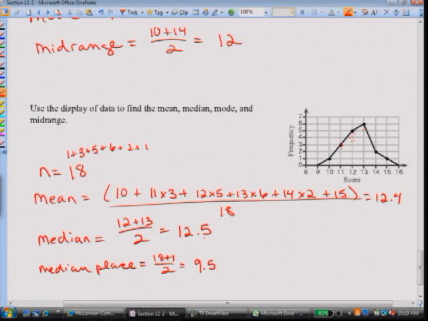And then my mode is the number that occurs the most often. You should see that right from the chart. Which score occurs the most often? 13. There were 6 13s. So my mode is 13.